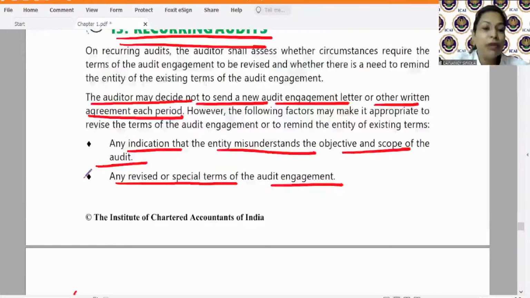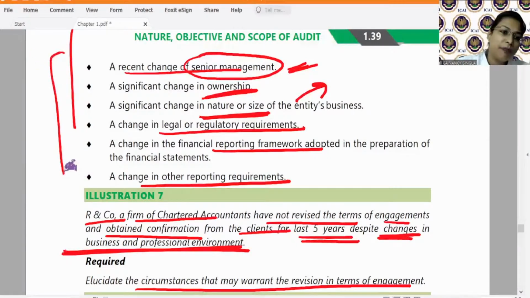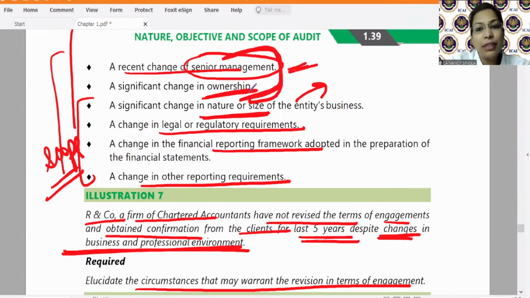जहां any terms have been revised and or special term has been introduced, or where there has been a change in senior management, change हुआ है, ownership change हुआ है, nature and size, law and regulation, reporting framework change हुआ है, या other reporting requirements. Why? Because देखो यहाँ पर scope ही change हो गया ना. अगर आप यहाँ से बात करो, scope change हो गया ना, तो फिर चेंज करना ही पड़ेगा ना. एंड यहाँ पर जो रिस्पॉन्सिबिलिटीज हैं उनको दोबारा से बताना पड़ेगा.